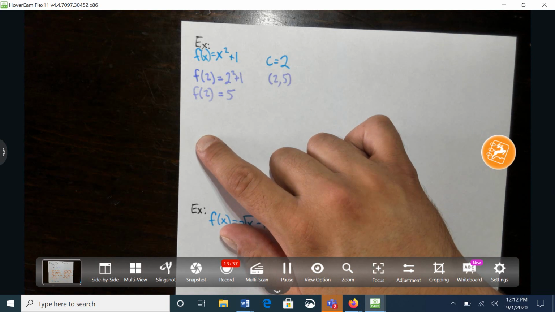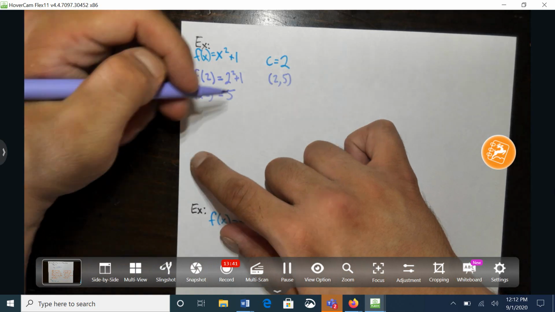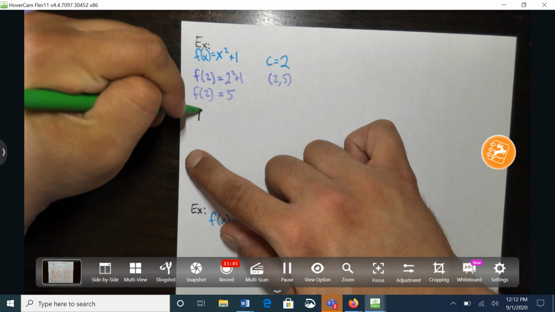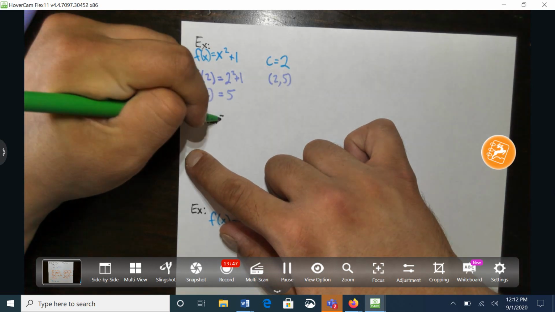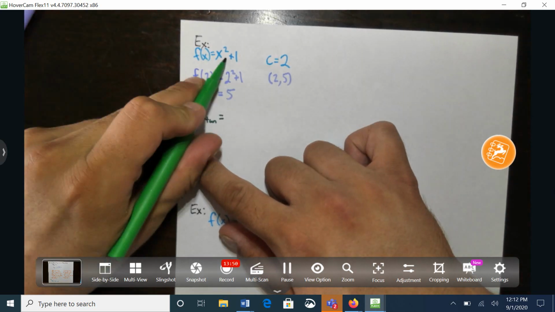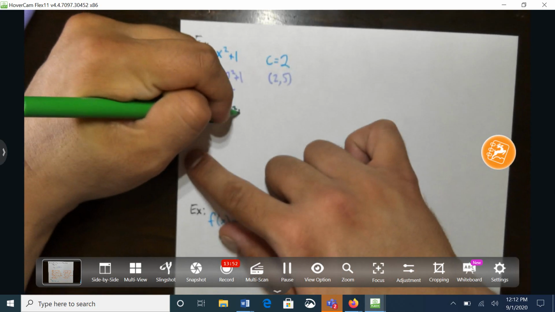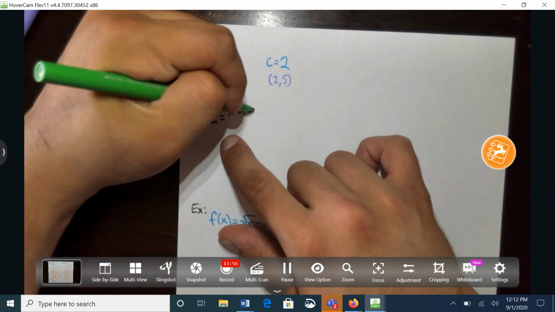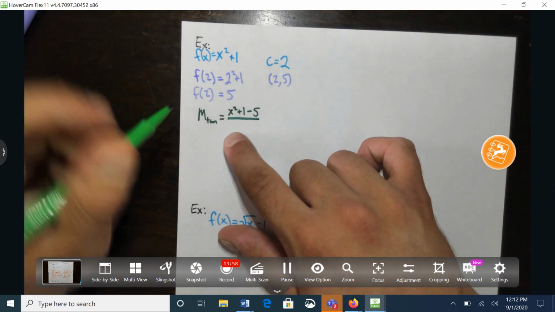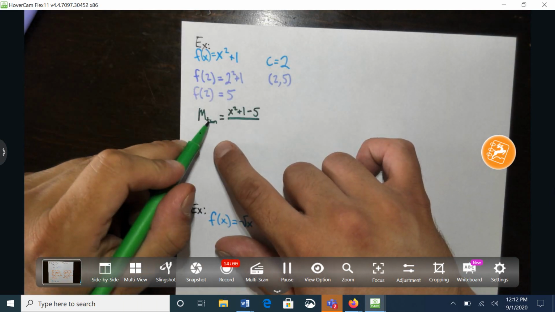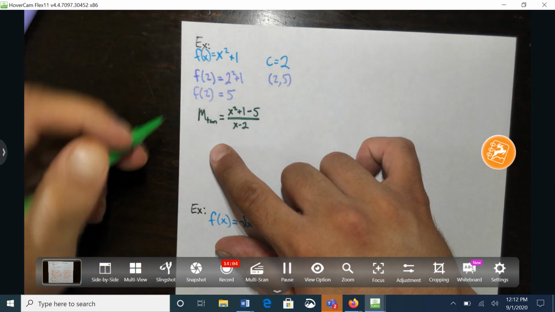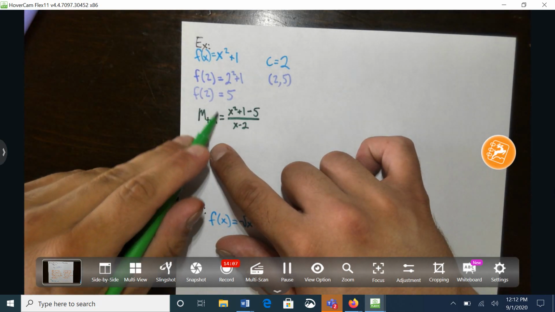So now let's use m tan to find our slope. That's step 2. So m tan, let me change colors here. I'll do it in green again. m tan is equal to f of x, so that's going to be this guy up here, x squared plus 1, minus f of c, which is 5, that's the evaluated one, divided by x minus c, and c is 2, so x minus 2.